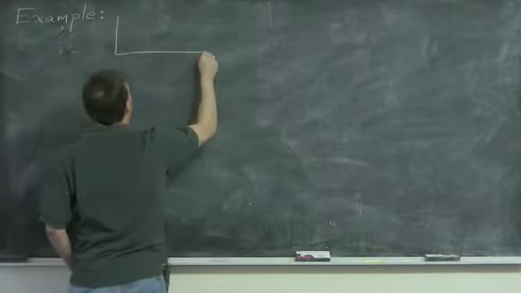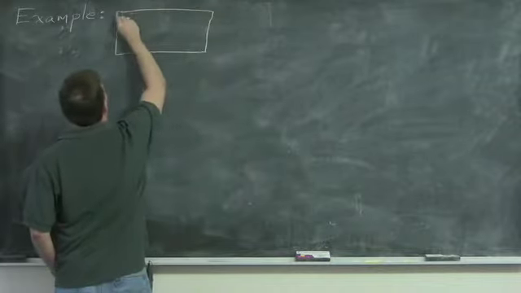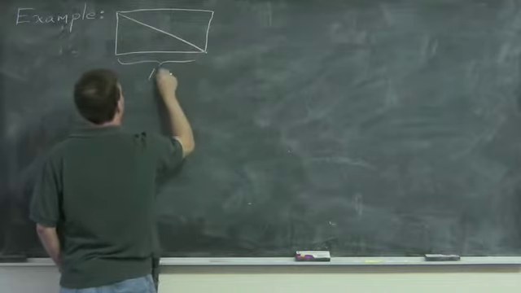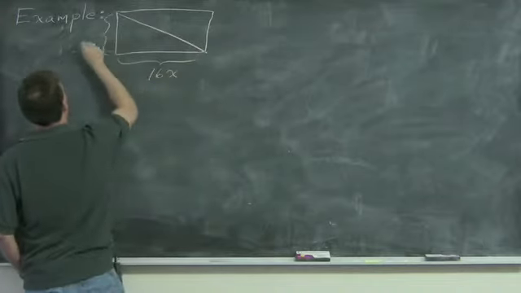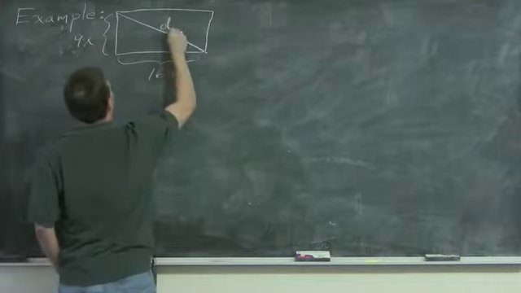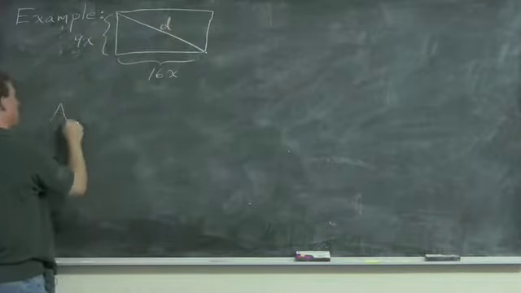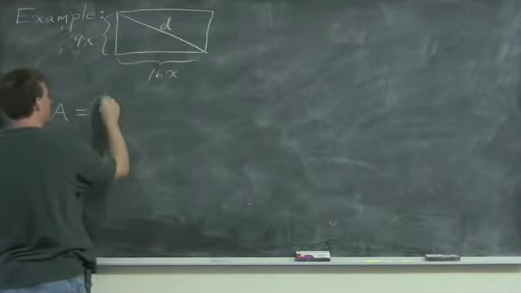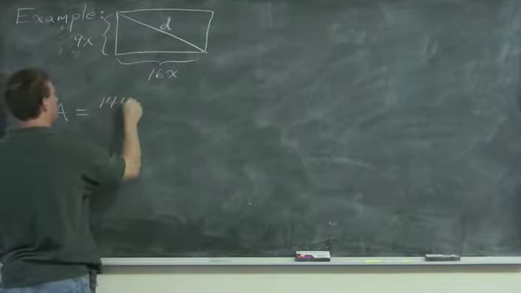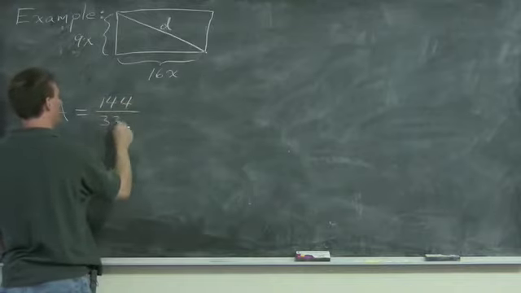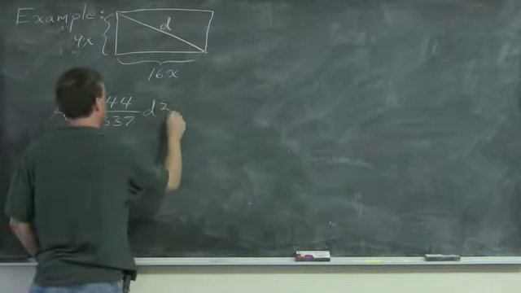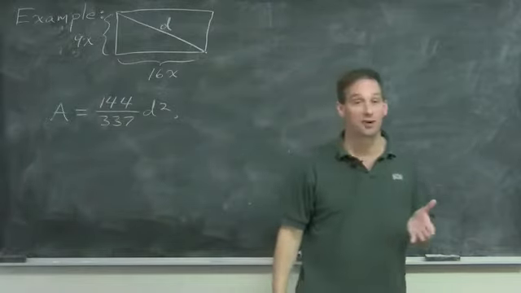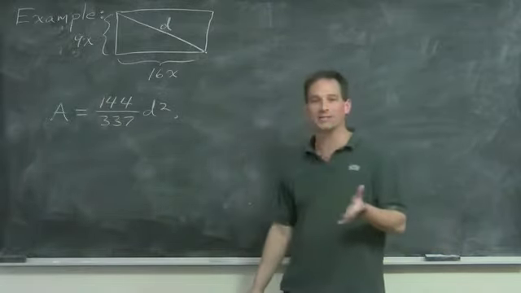Of widescreen television, where we found that for 16 by 9 television, the relationship between the area and the diagonal length is that the area is 144 over 337 times d squared. 144 over 337 is just an ugly fraction to deal with, and it gives you an ugly decimal.